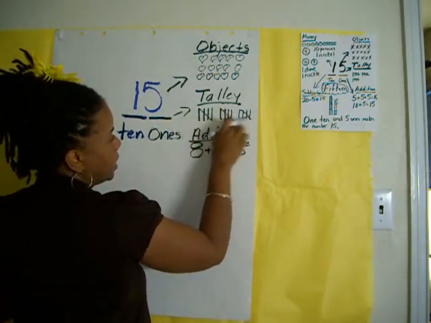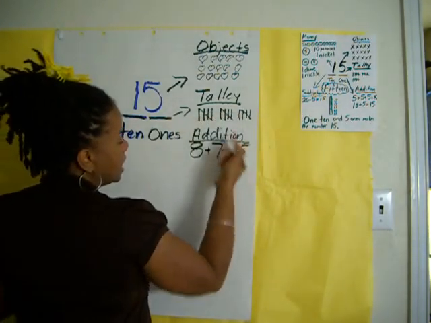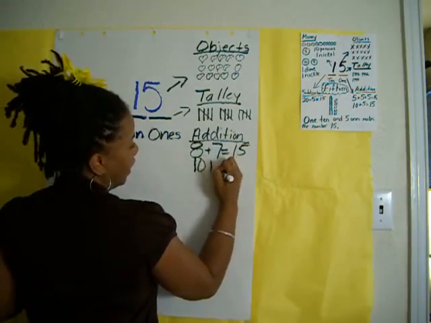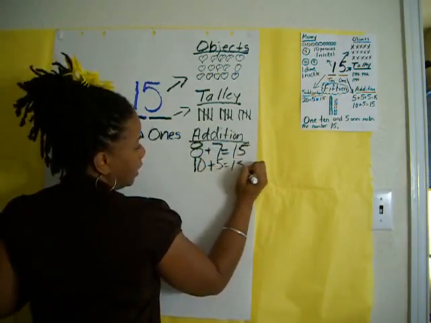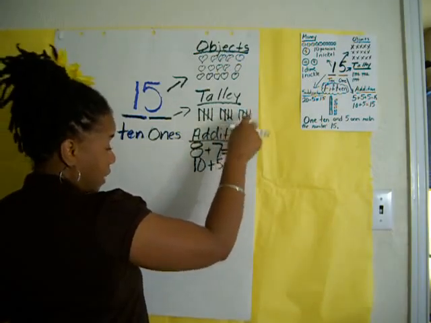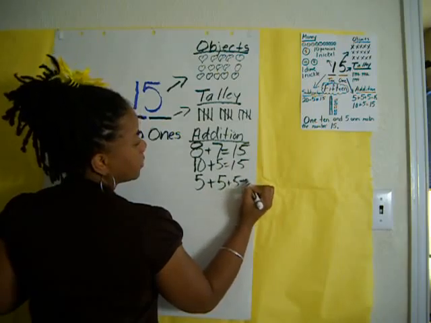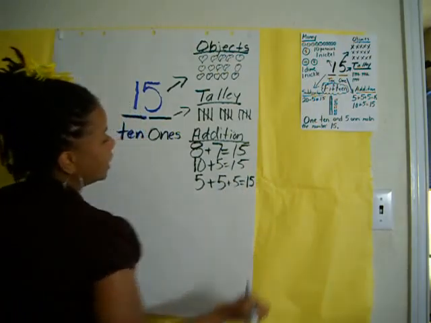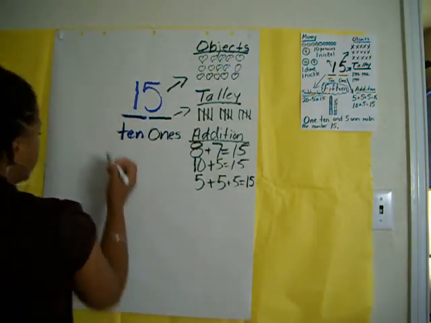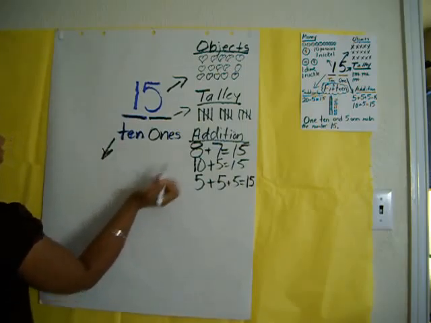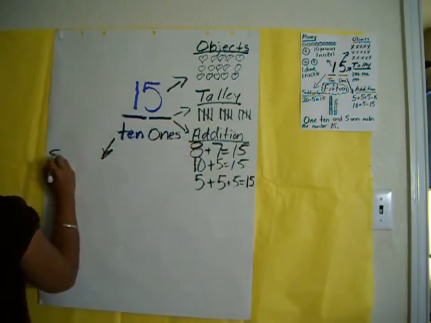Usually they're going to come up with something that deals with these tallies, like 10 plus 5 is 15, and that's fine. I'll write that down too. They may even come up with 5 plus 5 plus 5 is 15, and that's fine too. Okay, that's the addition. Then the subtraction. I'm going to put the subtraction one over here, just because I can.